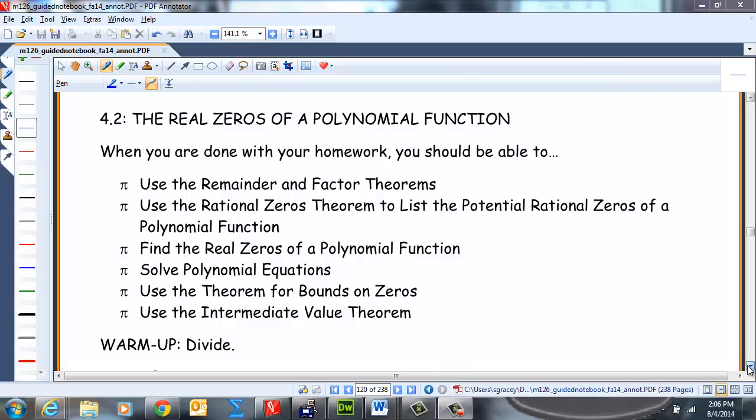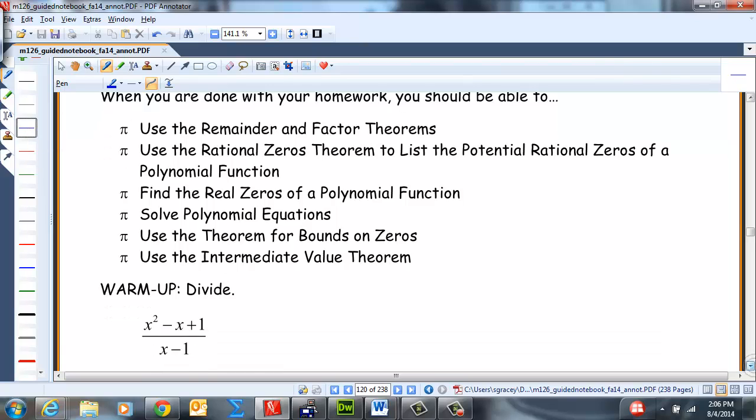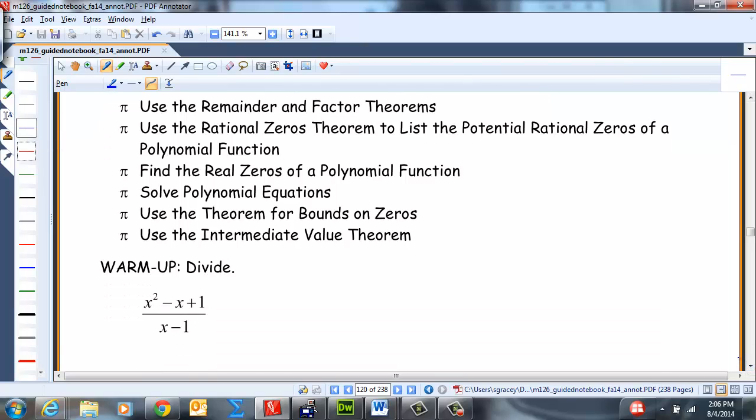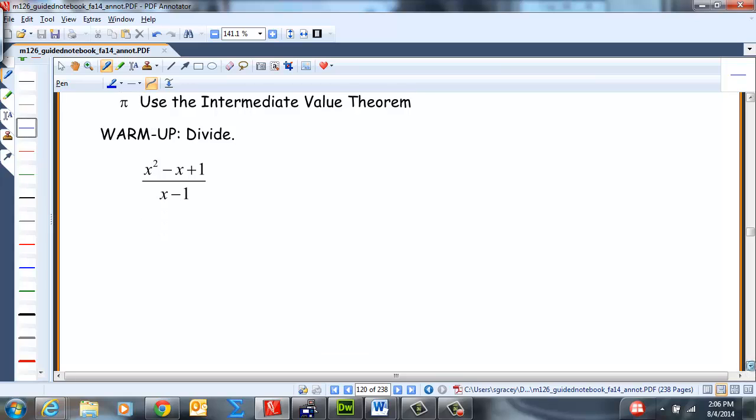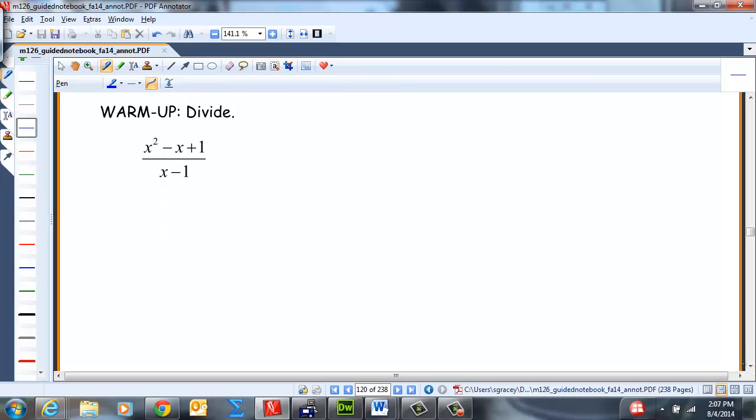Let's go ahead and start off with the warm-up. We'll be dividing a lot this time. So go ahead and divide. You probably learned polynomial long division and synthetic division in intermediate algebra. So if you remember, pause the movie and warm it on up. If not, just follow along with me.